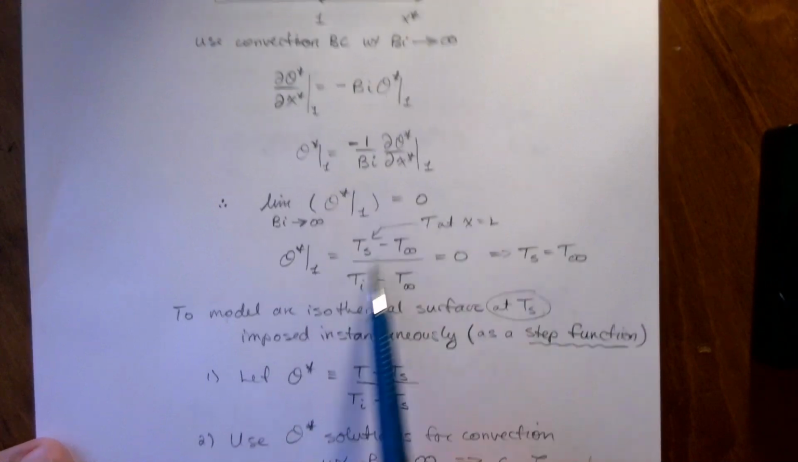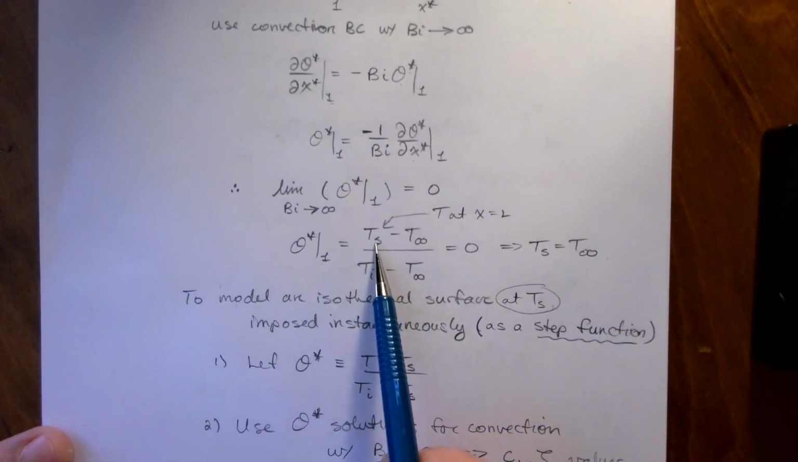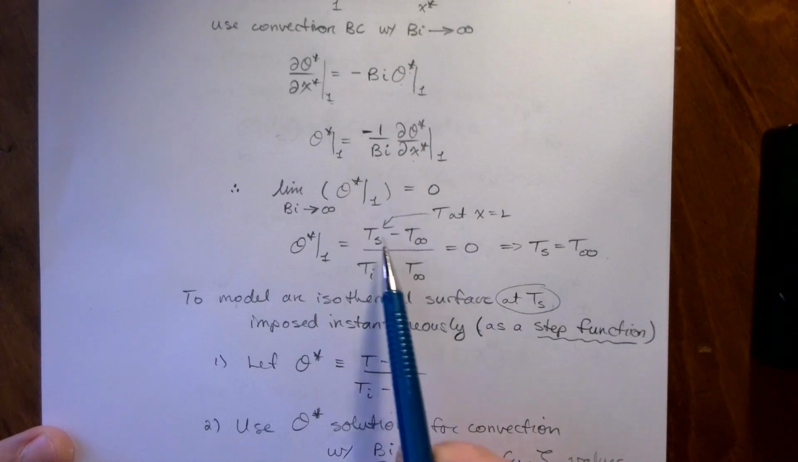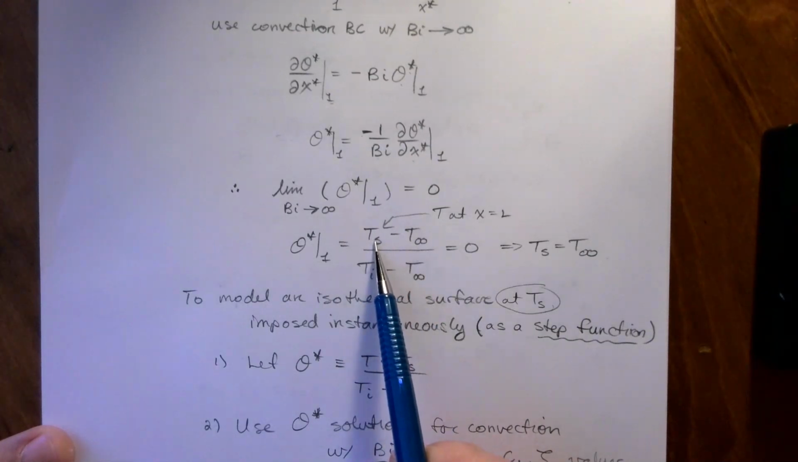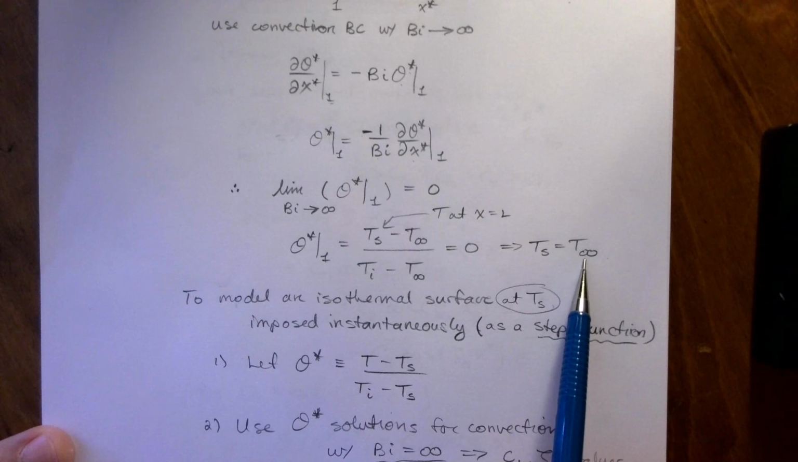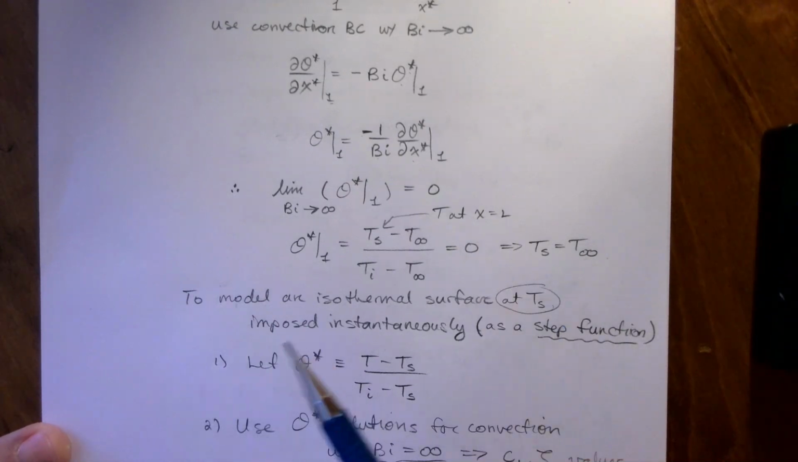So theta star at 1 is actually the temperature of the surface minus T ambient over Ti minus T ambient. That's the definition of theta star. So in the limit as Bi number goes to infinity, that surface temperature then must be equal to T ambient. So in that case, the surface temperature is instantaneously, as a step function, imposed to be T ambient.